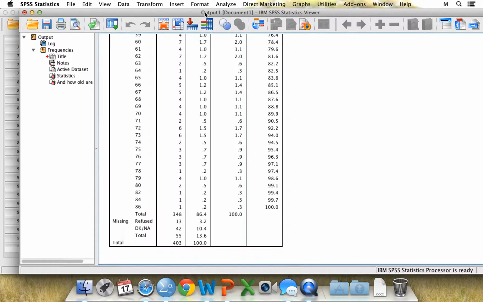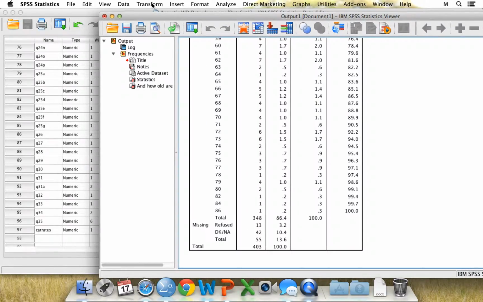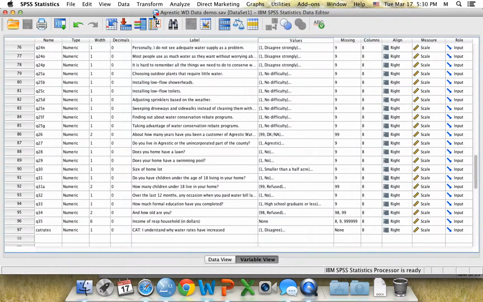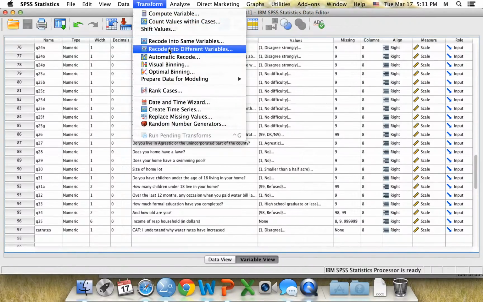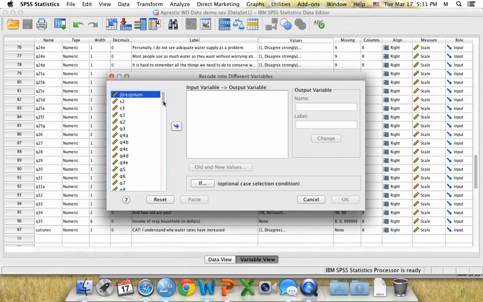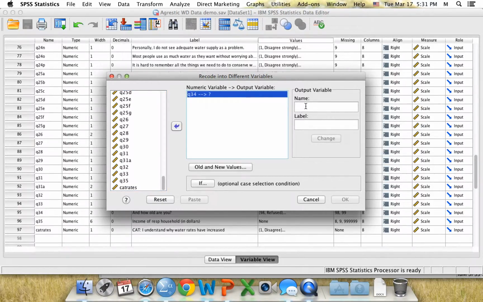So next I want to do recoding. You can either go from the output window or the data file. Go to Transform, Recode into Different Variables, Q34, type in the age, new label. You can copy paste that. Click Change.